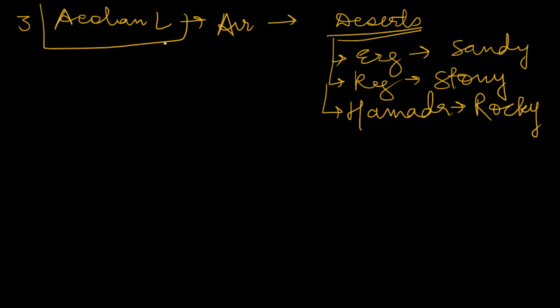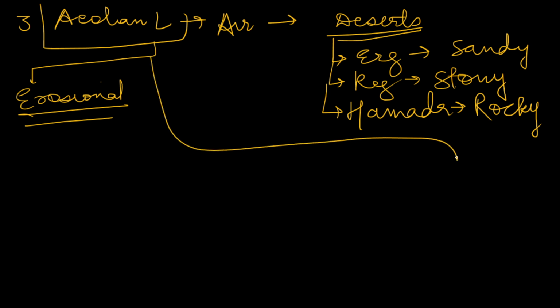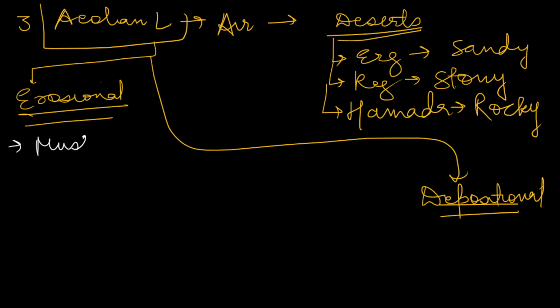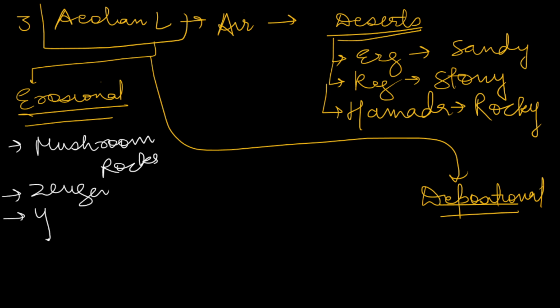Now in aeolian landforms also you will find two types of landforms. First one is the erosional, and the second type is depositional. So first we will discuss the erosional ones. In erosional you will find the mushroom rocks. You will find zeugen. You will find yardangs. Do write, keep writing these names.